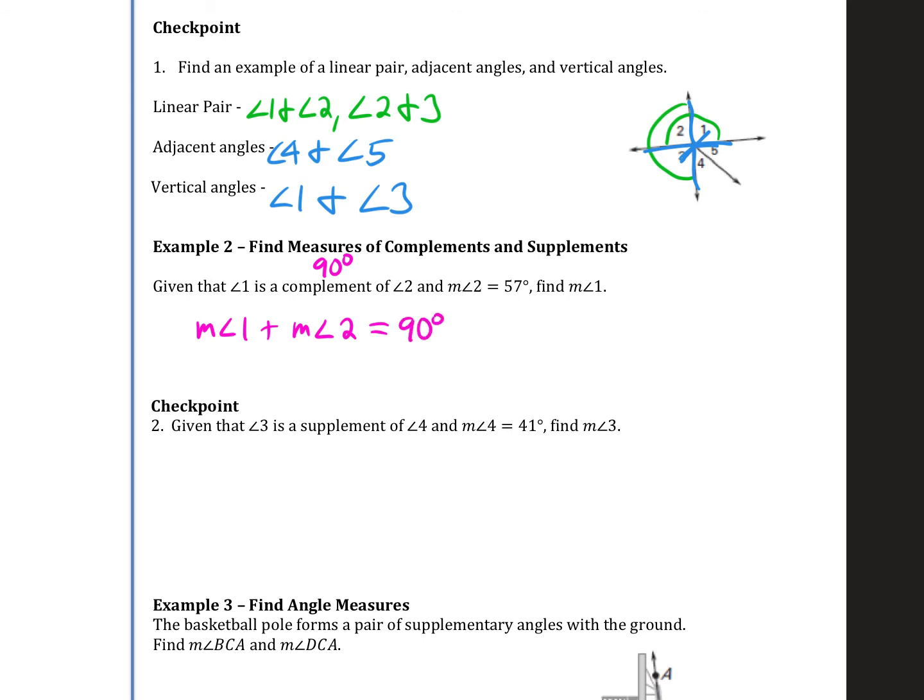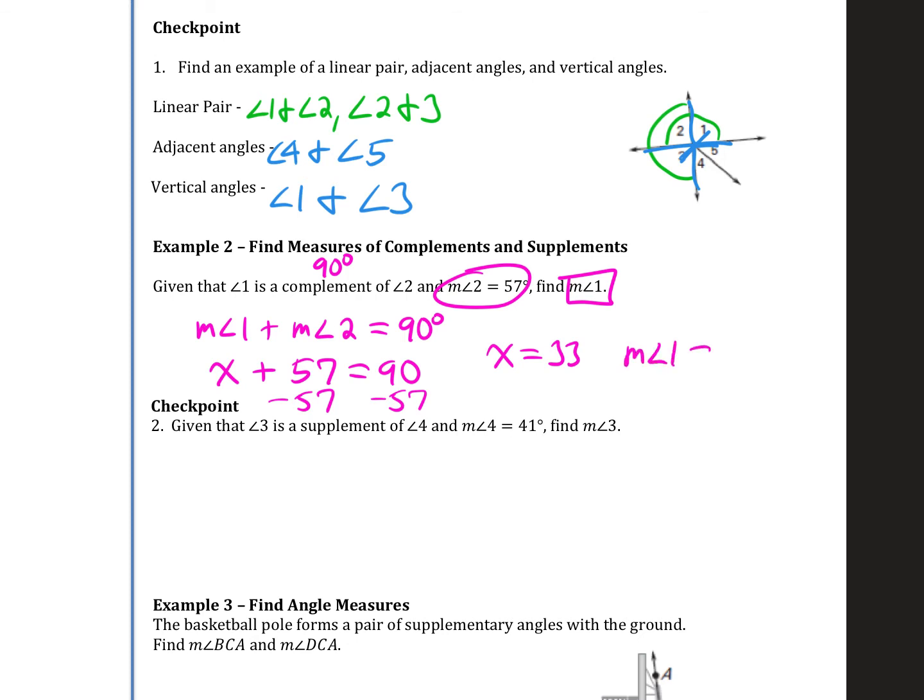Now, what else do we know here? We also know that measure of angle 2 equals 57, and we're trying to find measure of angle 1. So I'm going to call measure of angle 1 x, that's what we're looking for, plus measure of angle 2, which is 57, equals 90. How do we solve this from here? Subtract 57, so x equals 33, or measure of angle 1 equals 33 degrees.